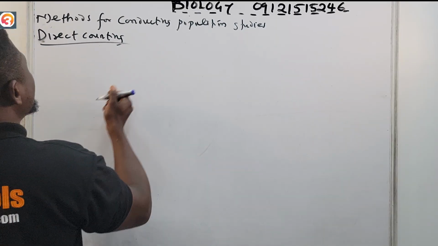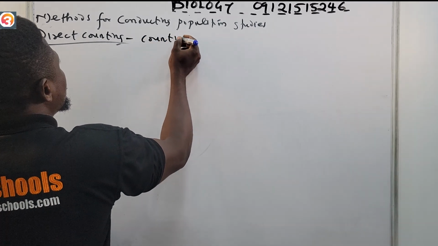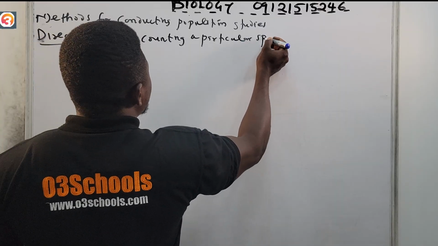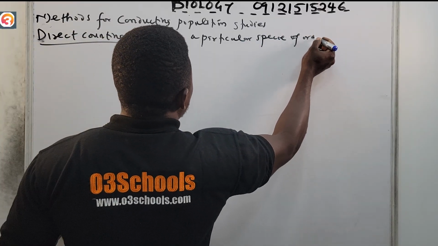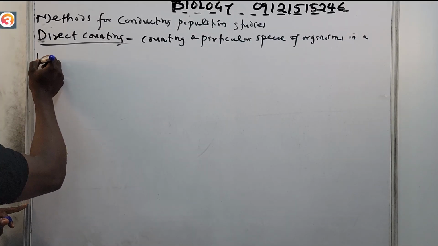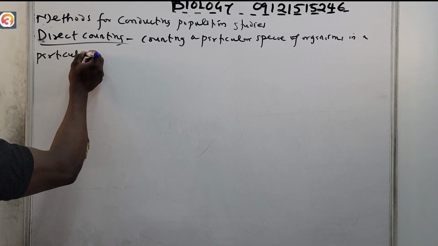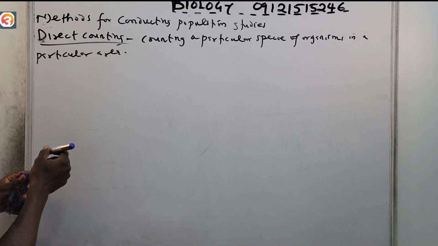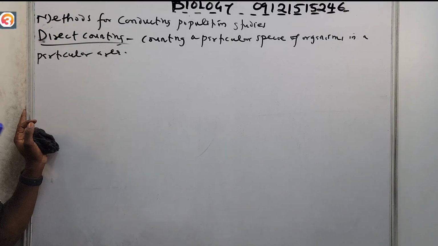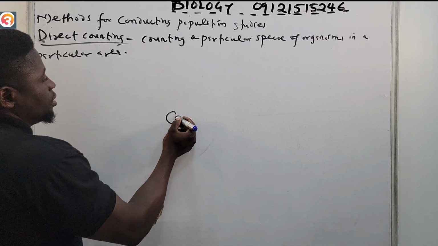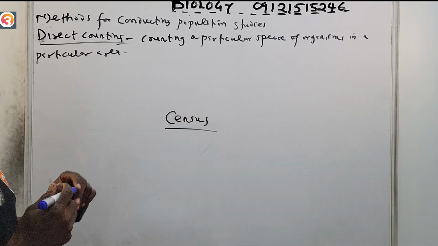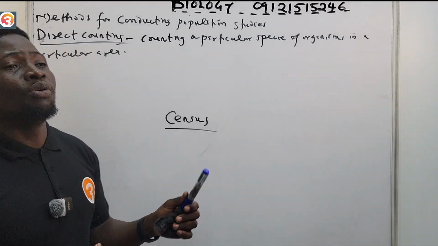Direct counting is counting a particular species of organisms in a particular area. The complete counting of individuals in a given area is what we call census, C-E-N-S-U-S. Remember when they do census, they go around counting people. They will not just say the Nigerian population is so and so million.